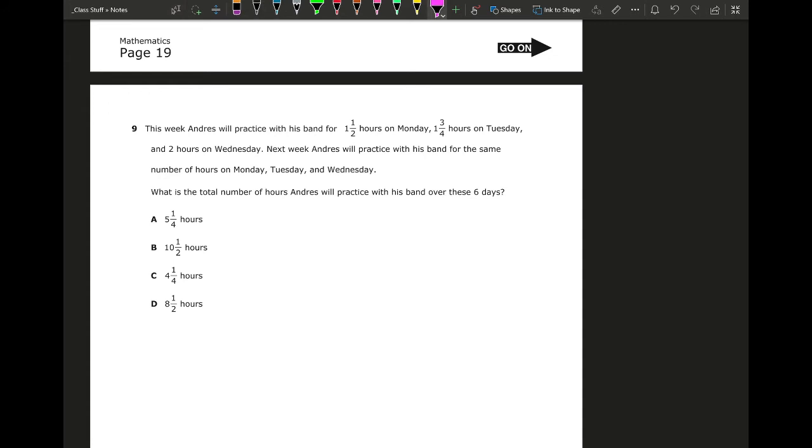So I know Monday, Tuesday, and Wednesday for 1 week, week 1, right? So week 2, you also have this, this, and this, right? So if I need to know the total, that means that I'm gonna have to add, right? The thing is over here is that I have mixed numbers and whole numbers. I have 1 1/2 plus 1 3/4 plus 2.